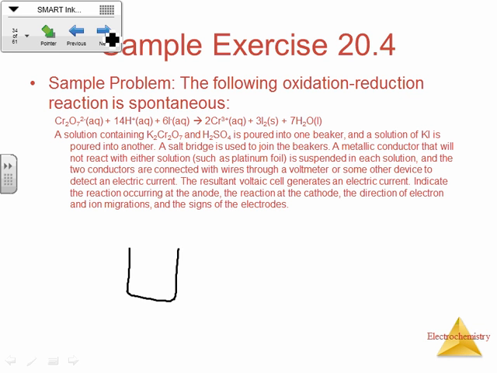In a typical voltaic cell, we'll have these separated into two compartments, right? So let's just do two beakers here.